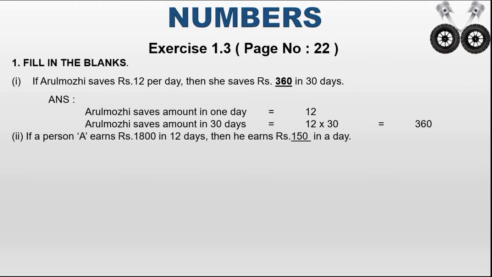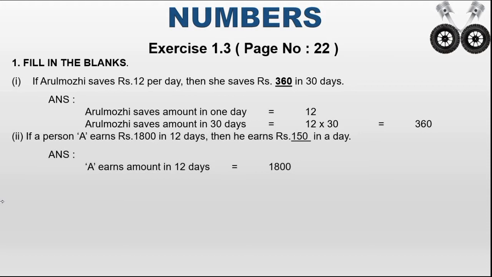If a person A earns rupees 1800 in 12 days, then she earns rupees dash in a day. What is the name of the person? The name of the person given here is A. For the person A, he earned the amount for 12 days. For 12 days, he earned how much? Rupees 1800. What is the question asking here? For one day, how much amount will he earn?